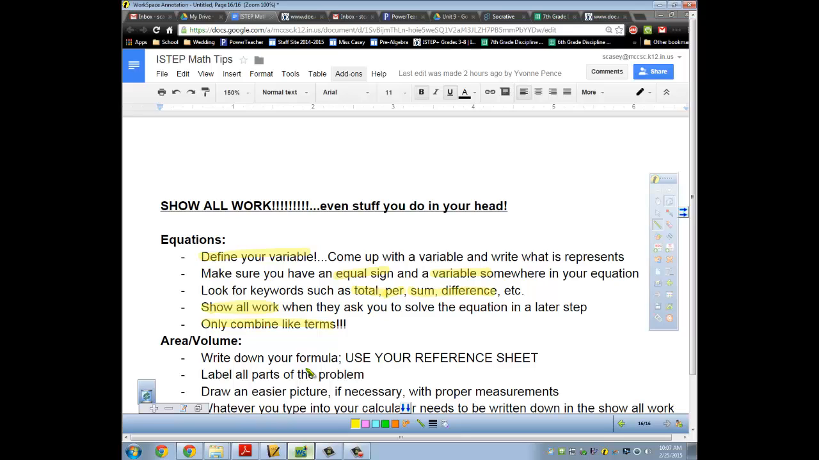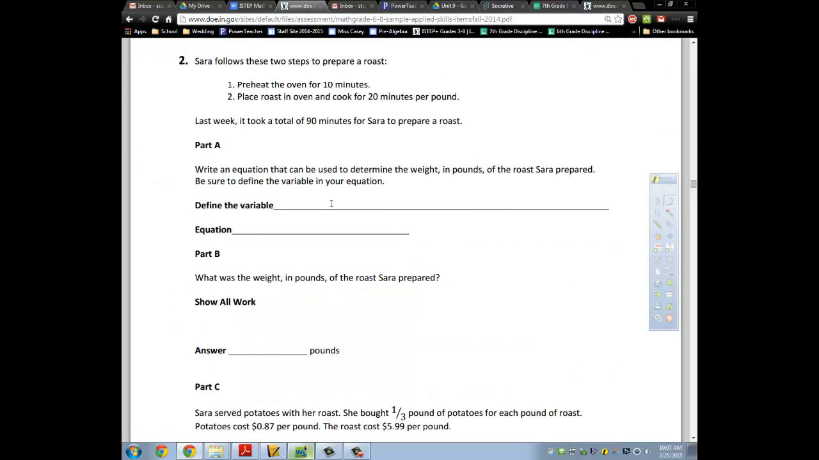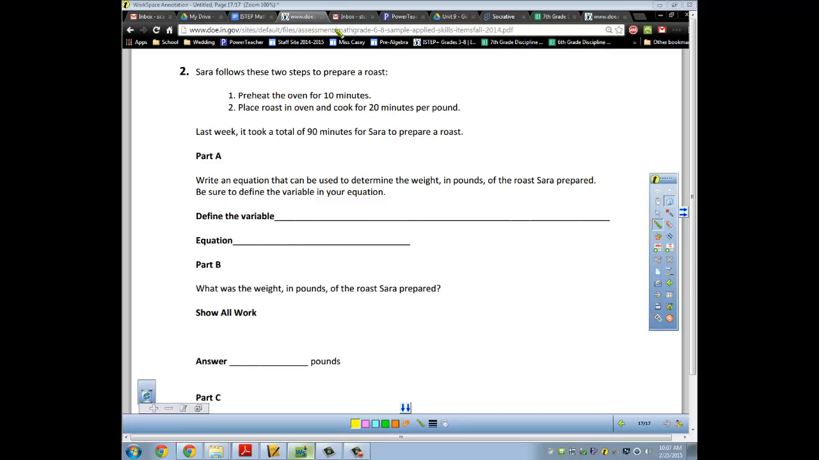So we're going to look at a quick example for an equation. So here is an example where they ask you to write an equation and solve it. So starting off, we're going to preheat the oven for 10 minutes because we're going to make a roast. So the 10 minutes, a lot of people think, well, that's not actually part of my cooking time, but it is part of the cooking process. So we are going to add that 10 minutes into our amount of cooking time.